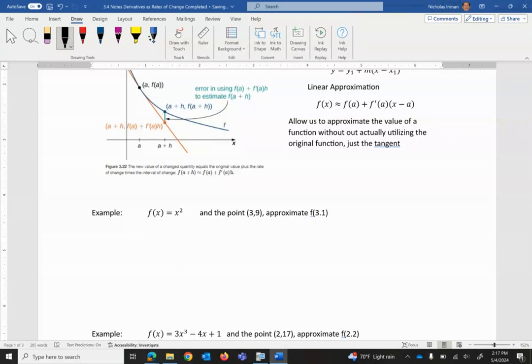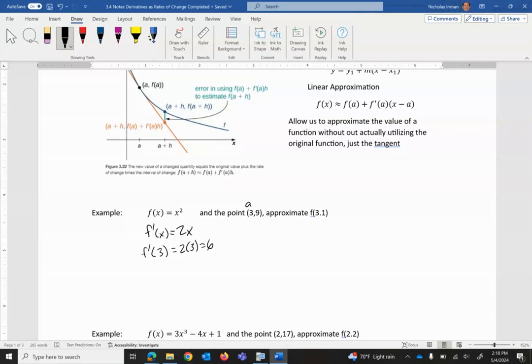What is the derivative of f of x? Well, 2x, that's just the power rule. So we have f prime of x equals 2x. We have an x value of 3 that we're working with, so we plug in 3: f prime of 3 is 2 times 3, which equals 6. So the slope of x squared when x is 3 is 6.